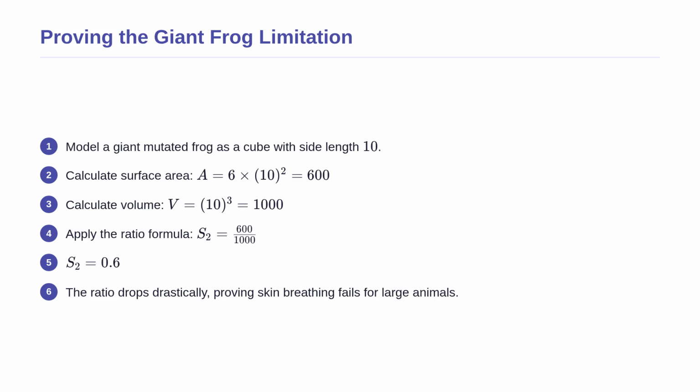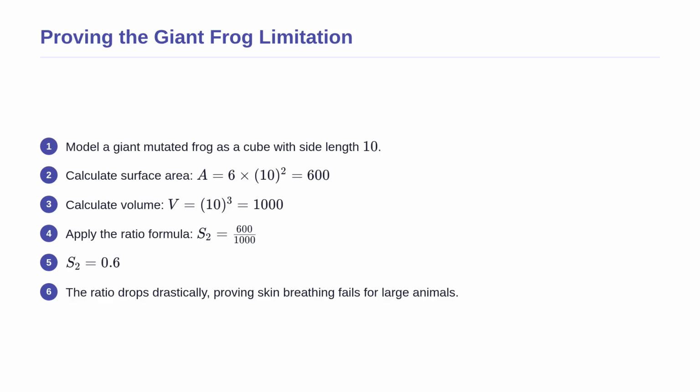This brings us to proving why giant frogs cannot exist without lungs. Let us model a giant mutated frog with a side length of 10. We calculate the new surface area, which is 600. The new volume is 1,000. When we divide the area by the volume, the ratio drops drastically to 0.6.